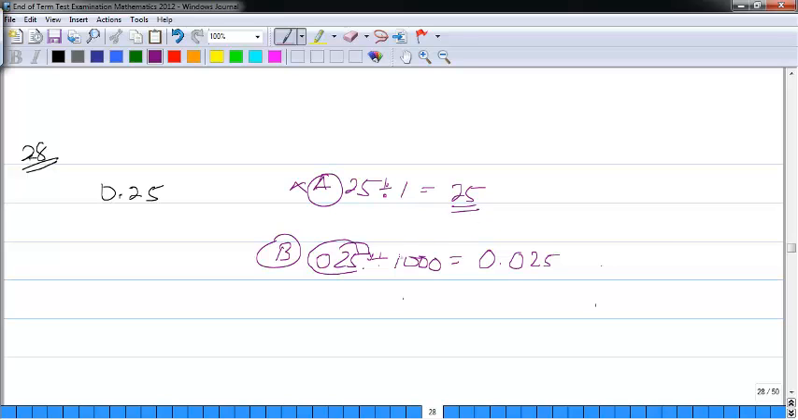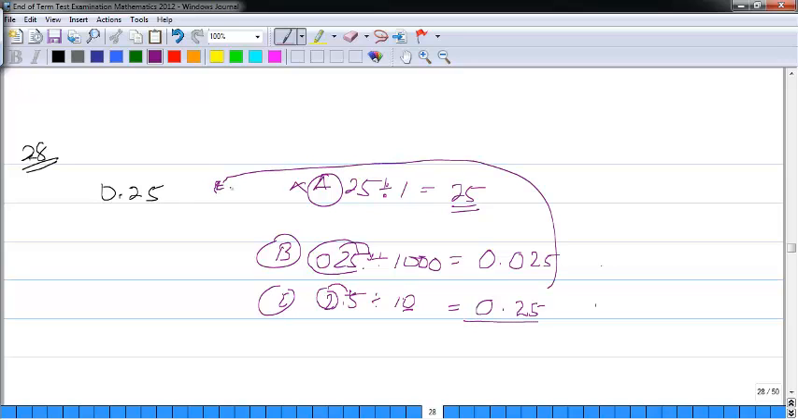Let's see what C says. C would be 2.5 divided by 10. Okay, so we're going to move one digit over the decimal point to the right. So let's go now. We have this digit here, the 2. We're going to move it over the decimal point and put it in front of the 5. So now we're going to hold the place with a 0. 0.25. This matches what we have here, but we have to make sure we go through all our options.